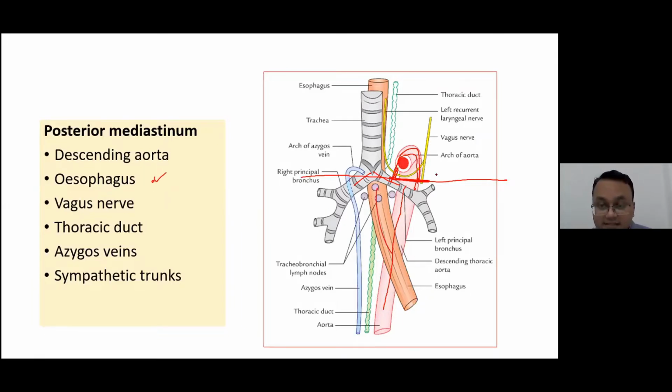Then you have the vagus nerve also passing through the posterior mediastinum, because the ultimate destination is to supply the alimentary canal, right? The thoracic duct is going on its journey to drain into the veins. And then we have the azygous system, right? The azygous vein is going to drain into the superior vena cava. So on its journey it is also found in the posterior mediastinum, and the sympathetic trunk, which also supplies many structures in the thorax as well.